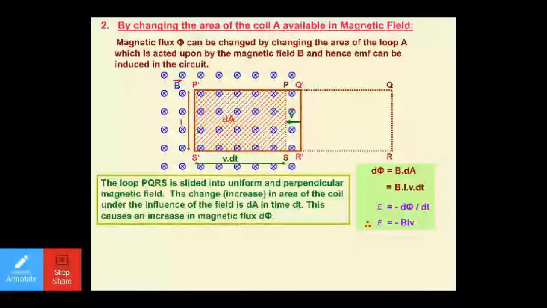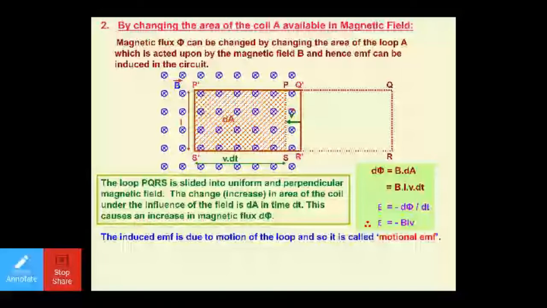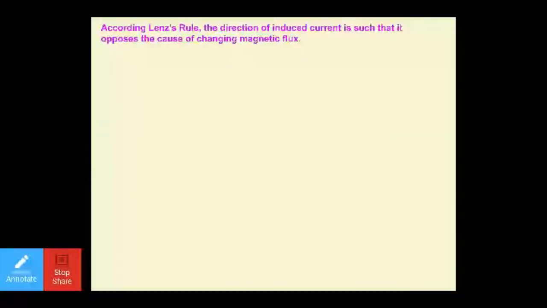So area is equal to length into breadth, right? So let's talk about it. Here I'm writing d phi. You already know phi is equal to BA. So d phi is equal to B dA, and dA, that is change in area, is equal to length into breadth. What is length? L. What is breadth? v dt, right? And you already know E is equal to minus d phi by dt. And once you place the value here, you will get minus BLv. This is the expression for the motional EMF. So once the coil is going towards the field, E is equal to minus BLv, and once it is coming out of the field, it will be equal to plus BLv. So one should always remember this, right?